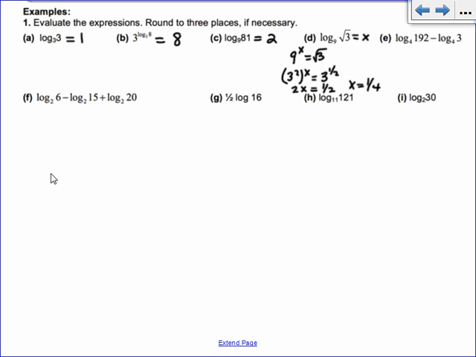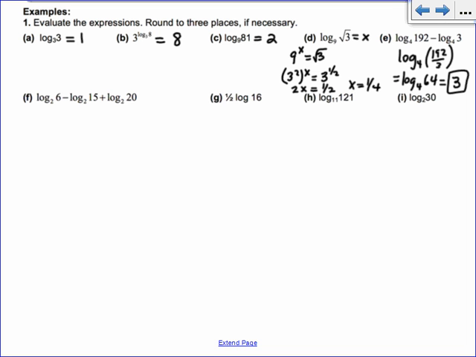All right. So this next one, I have subtraction. So how do I combine them? I divide. So I do 192 divided by 3. Anybody know what that is? Yep, it's 64. So what's log base 4 of 64? 3. Yeah, no one knows that one. It's one of my favorites.